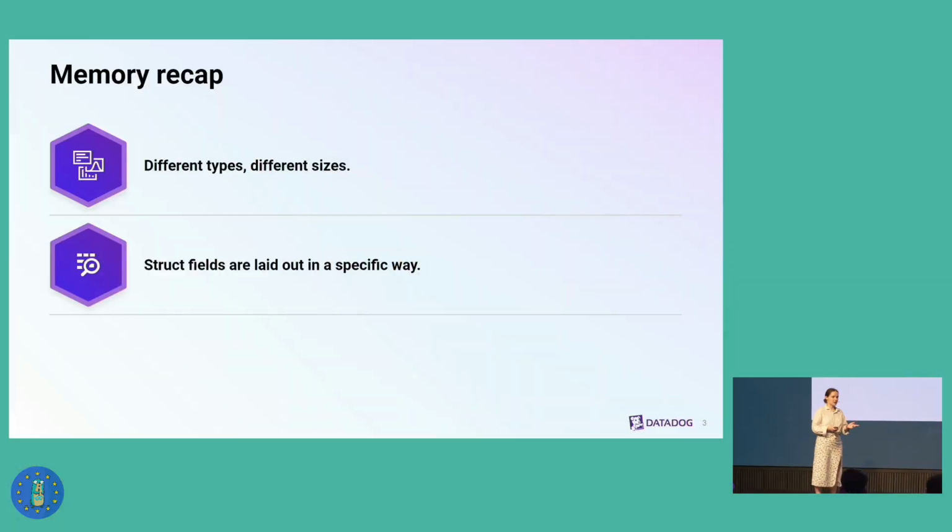Anyways, before I start, I would like to begin with the memory recap. This is very simple. We all know that the primitive types have the predetermined size beforehand, but when it comes to composite types such as structs, it begins to be a bit more complicated, as the struct fields are laid out in a specific way, it might affect the final size.